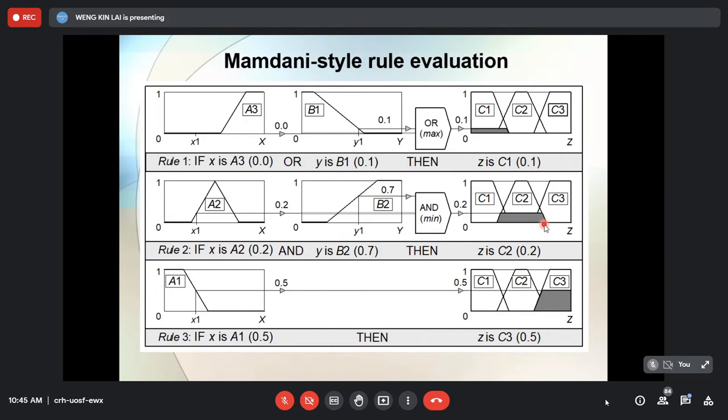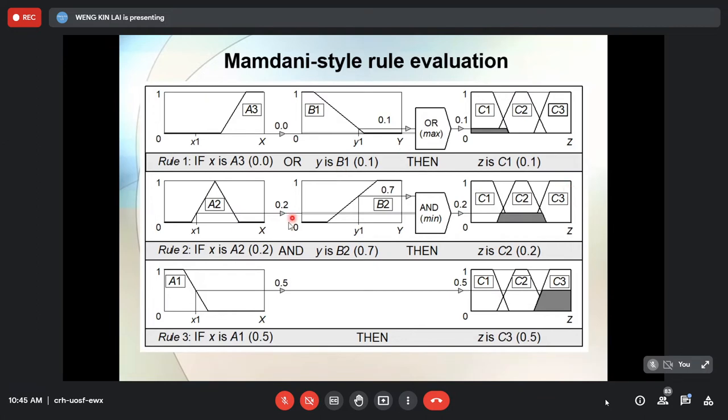Now, continuing, right? We have three rules, so we need to consider the rules one by one. You can suspect, you know already, that this system can be quite slow if you have 1,000 rules, right? We'll talk about that later on towards the end of this lecture.